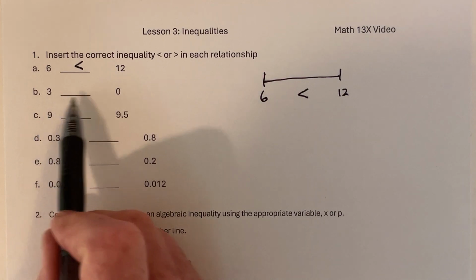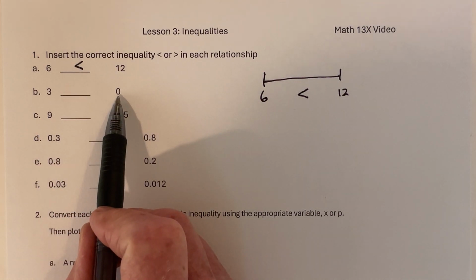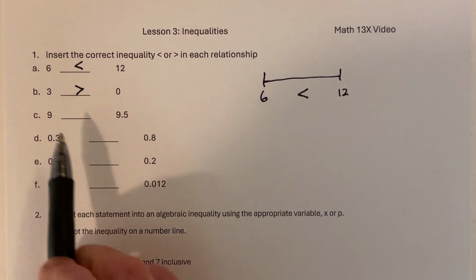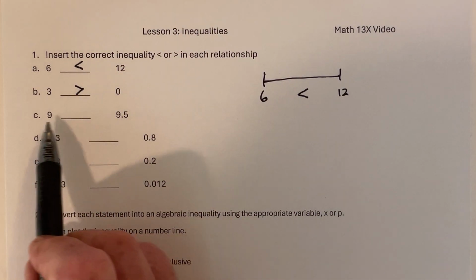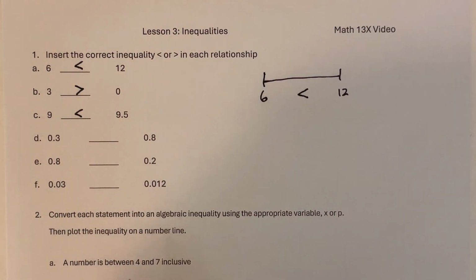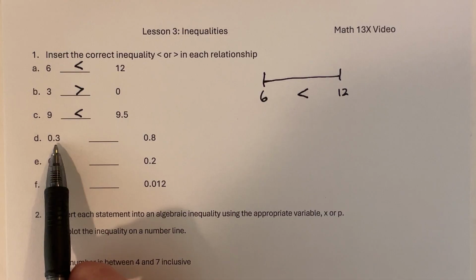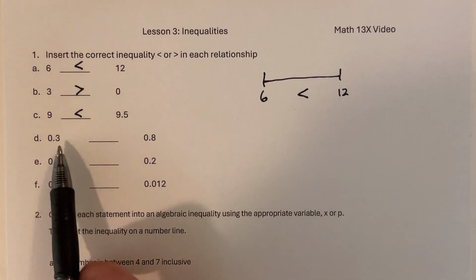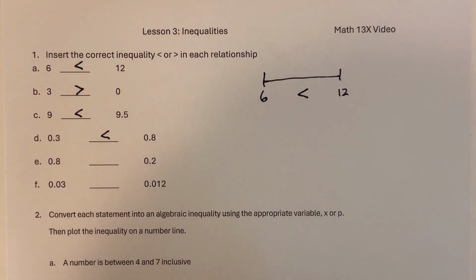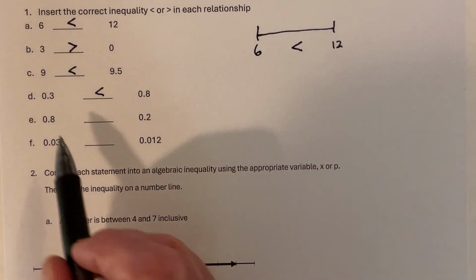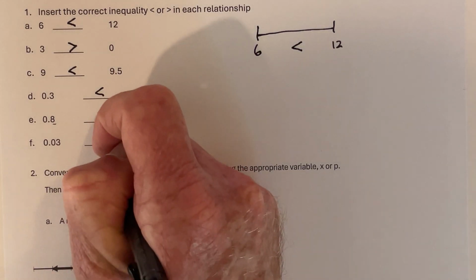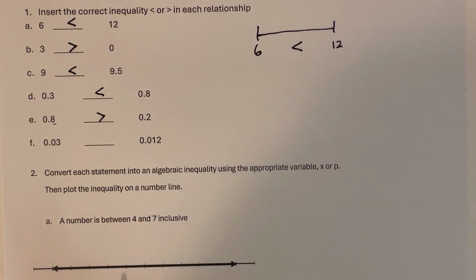With a 3 and a 0, the 0 is the smaller number, so the arrow should point to the smaller number. Between a 9 and a 9.5, yeah, the 9 is the smaller number. And a 0.3 compared to a 0.8, well, the 0.3 is the smaller number, so this should be less than. With a 0.8 and a 0.2, the 0.2 is the smaller number, so point to that.